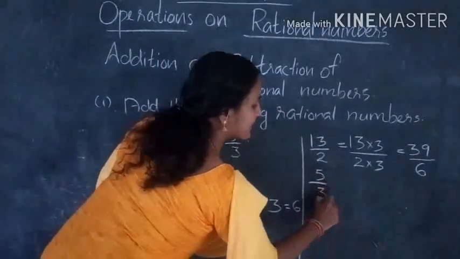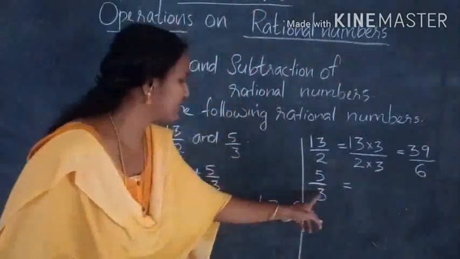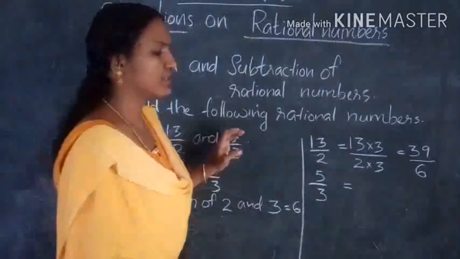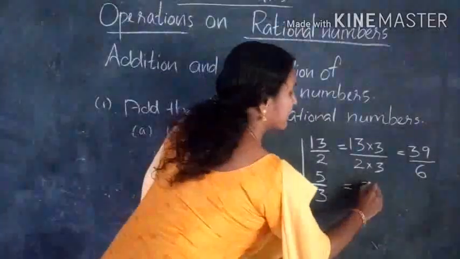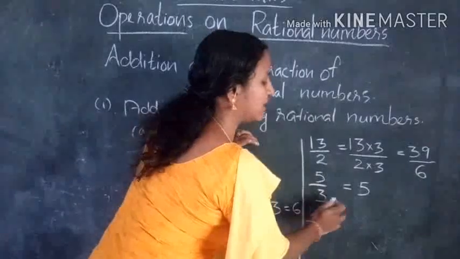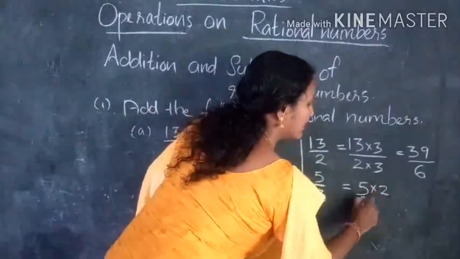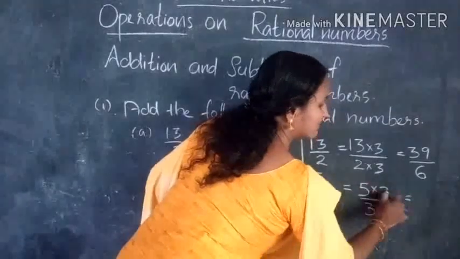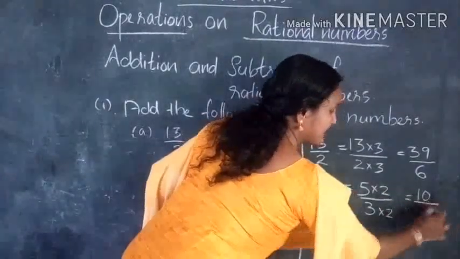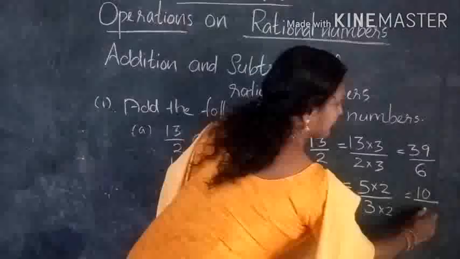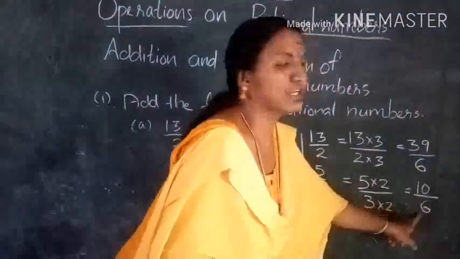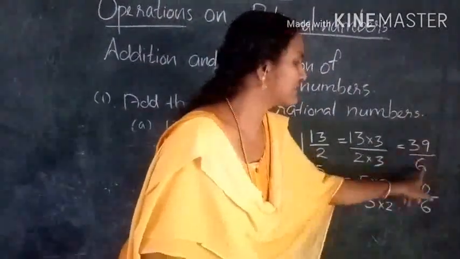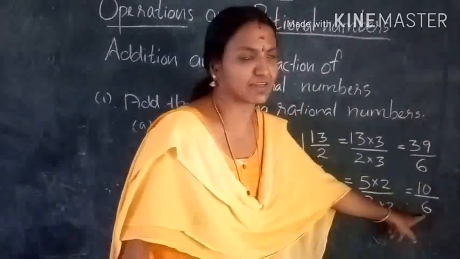The second fraction 5 by 3. 5 by 3 is equal to, how many 3s are in 6? Yes, 2 3s are 6. So multiplying the numerator and denominator by 2. 5 into 2 divided by 3 into 2 is equal to 5 2s are 10 divided by 3 2s are 6. So the denominators are same. 39 by 6 and 10 by 6 are like fractions. Okay.